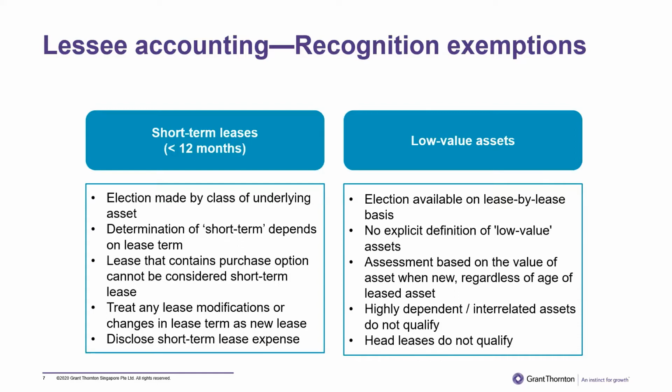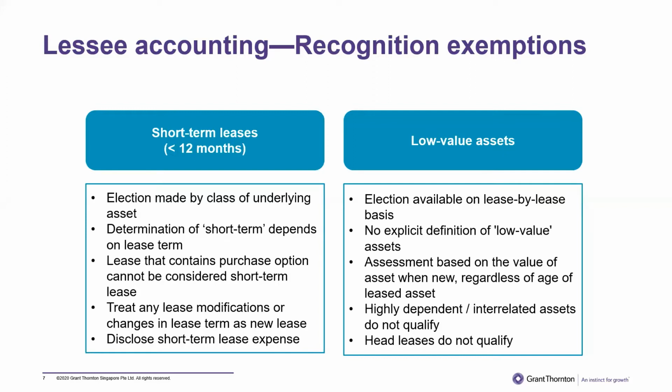So let's say you take laptops on lease. You take 1,000 laptops on lease, and you determine 5,000 Singapore dollars is your threshold for low value asset. Now, if you were to go out and buy that laptop, it would have cost you probably $2,000. So you can then apply this exemption to all the 1,000 laptops you've taken on lease.